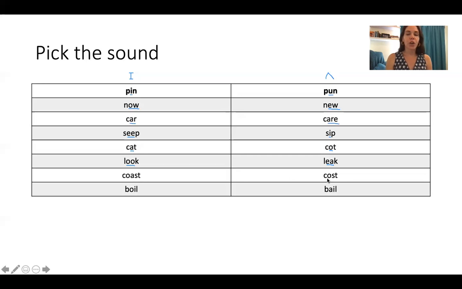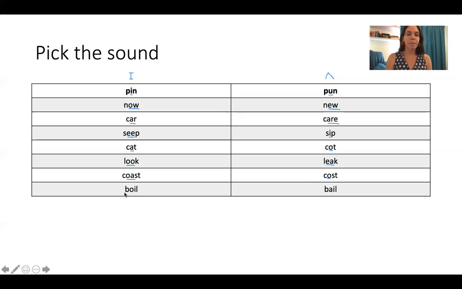Coast. Cost. This is a tricky one. K-O-S-T. K-O-S-T. Coast. You say it. And break it up. And cost. You say it. And break it up. Good.